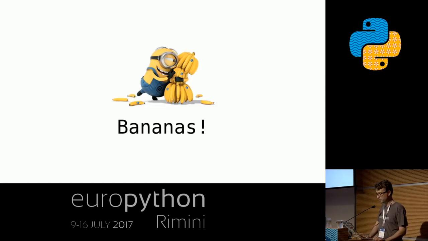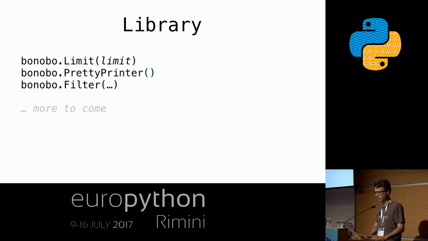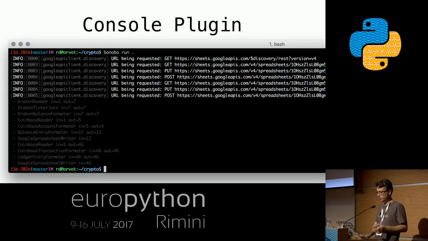There are bananas with Bonobo. Not a lot for now. It's kind of a standard library. It allows you to read files, write files. We will use that just after, nothing fancy here. There are a few tools to work with the life cycle or to debug things. We used PrettyPrinter before. And there are a few extensions and plugins, or plugins and extensions, in the order of the presentation.